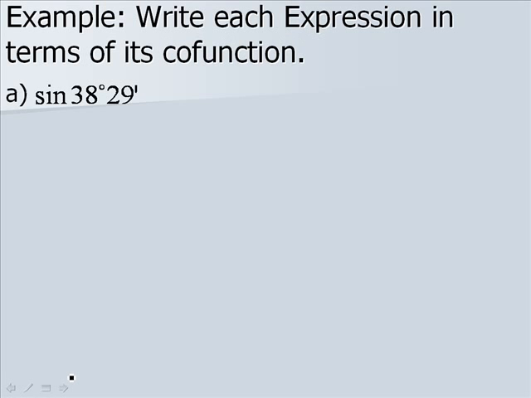For this one, we want to write the expression in terms of its cofunction. The cofunction of sine is cosine. So this can be written as the cosine of 90 degrees minus 38 degrees 29 minutes. Now you're welcome to perform that calculation any way you like. Probably using the calculator is easiest, but we end up with cosine of 51 degrees 31 minutes when we do the subtraction.